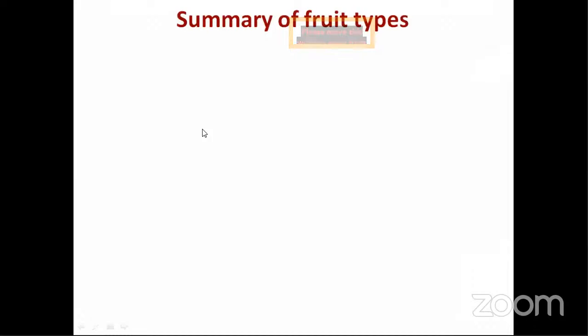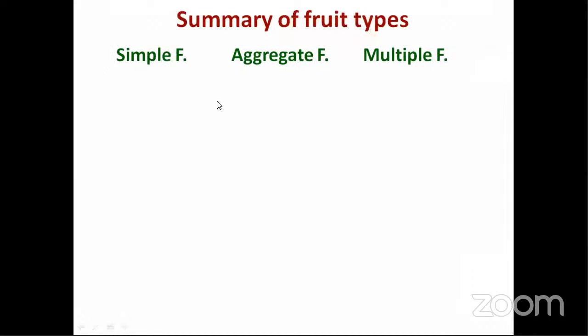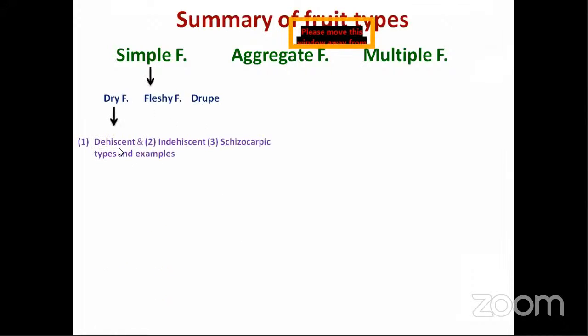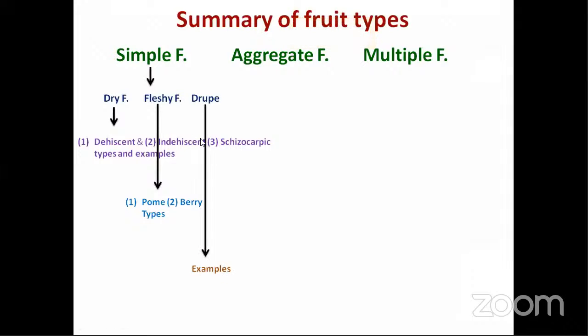And coming to the brief summary of what we learned. This is the types of fruit. It is simple, aggregate, and multiple fruit. And in that there come the dry fruit, fleshy fruit, and also drupe. In dry fruit there will be dehiscent and schizocarpic, and the types of each and examples of each of the fruits. Similarly for fleshy fruits, that is pome and berry. Pome is a false fruit, and berry, and also the modifications of berries, that is pepo, hesperidium and drupe. Drupe is the true fruit, actually derived from the ovary, and we also saw the examples.